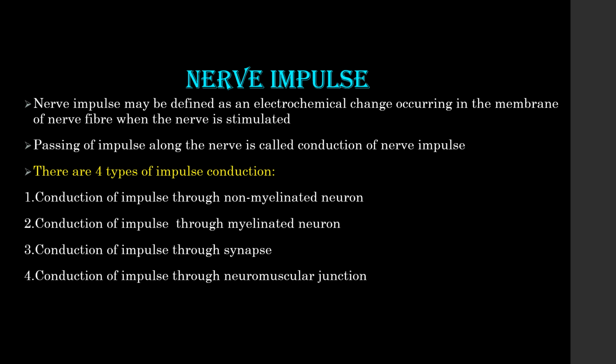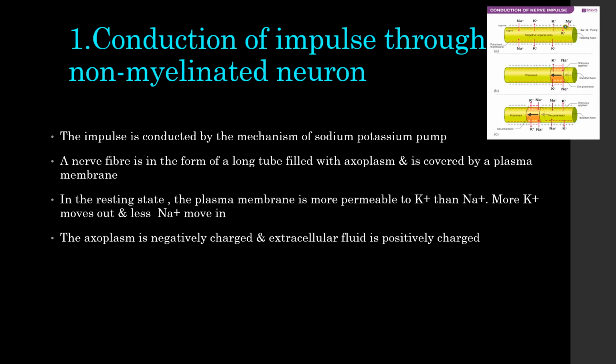In case of humans, there are four different types of impulse transmission that take place. First one is conduction of impulse through non-myelinated neuron. Second one is conduction of impulse through myelinated neuron. Third one is synaptic transmission. And fourth one is neuromuscular junction. In this, first we are going to see conduction of impulse through non-myelinated neuron.